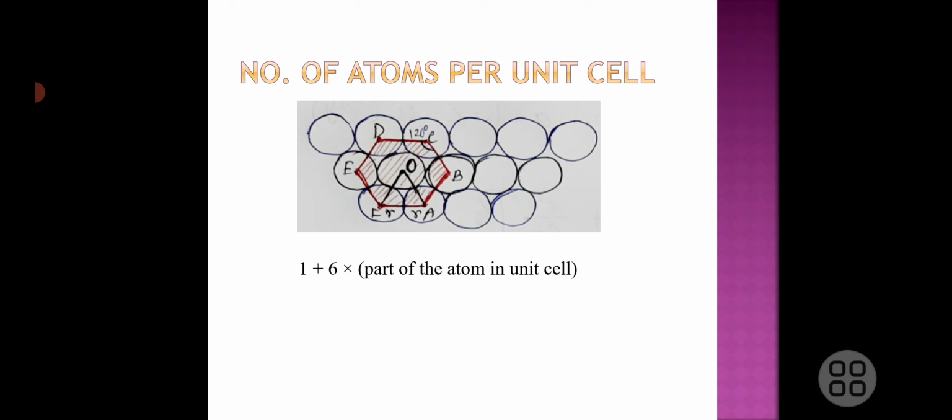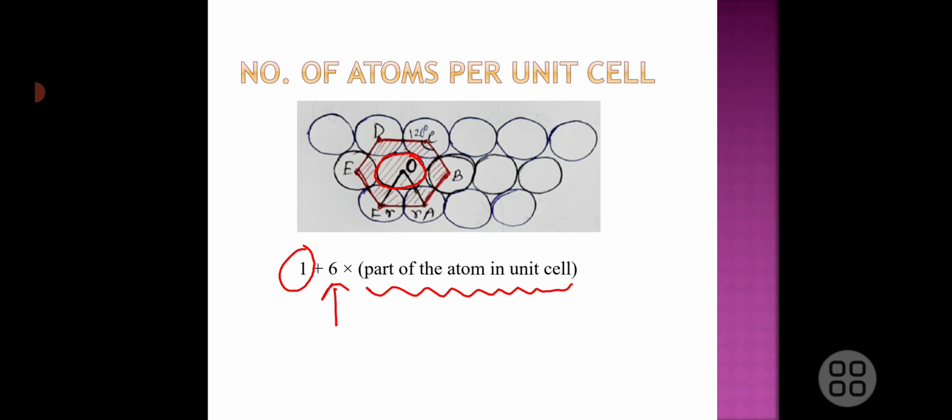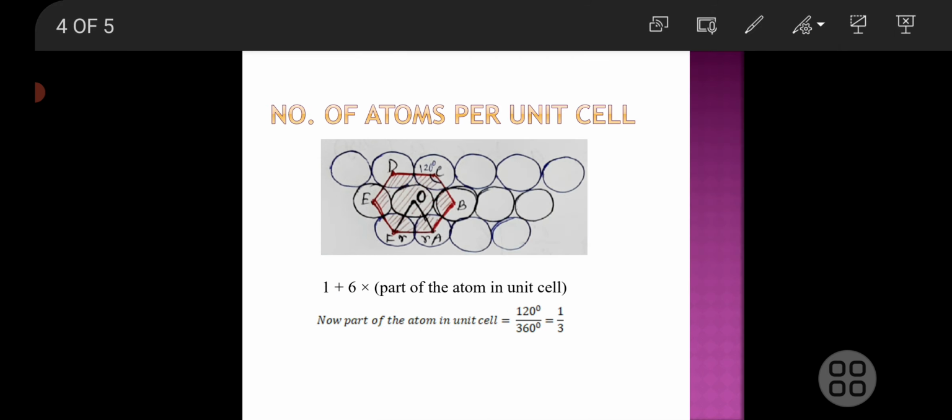Okay, so first, in this unit cell this atom is completely shared within this unit cell, so we have taken 1. But there are 6 atoms and a certain part of each atom is shared by this unit cell. Okay, so let's try to find out how much sharing there is. If you observe carefully, you can easily find that each atom shares that much part.